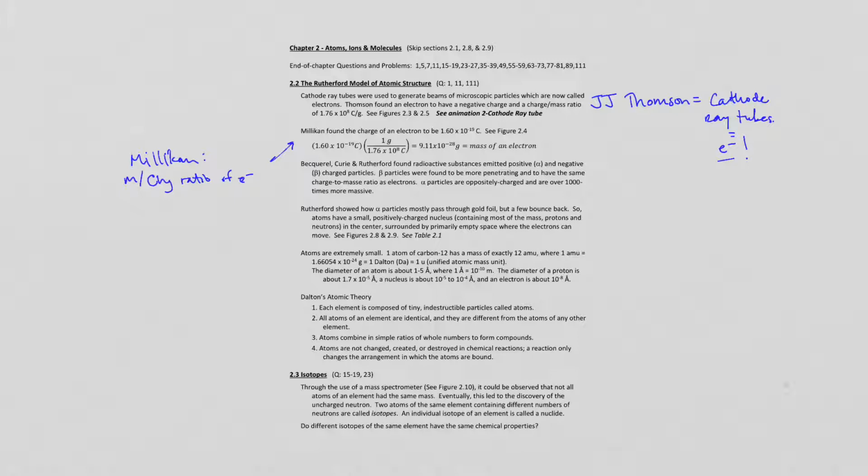Rutherford used gold foil and discovered that the atom had a very dense concentration of mass in the center, and basically discovered the nucleus with a positive charge.